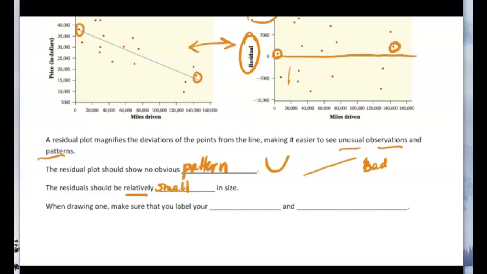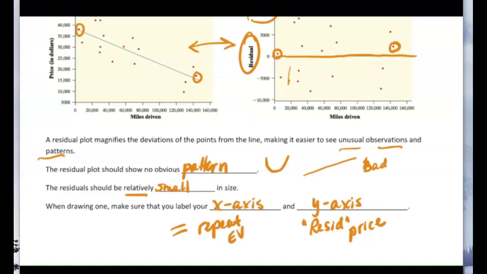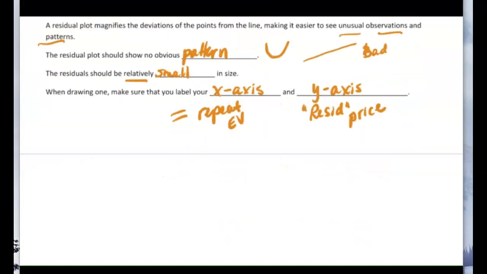And when drawing one, make sure that you are labeling your x-axis and your y-axis. So remember, the x-axis is just a repeat of whatever your x was before. Okay, it's exactly the same, exactly what it was before, but your y-axis is now going to be called residual, whatever your y value is, which would be residual price of the car. Okay, so residual price. All right, that's it for now. We'll add more to this soon.